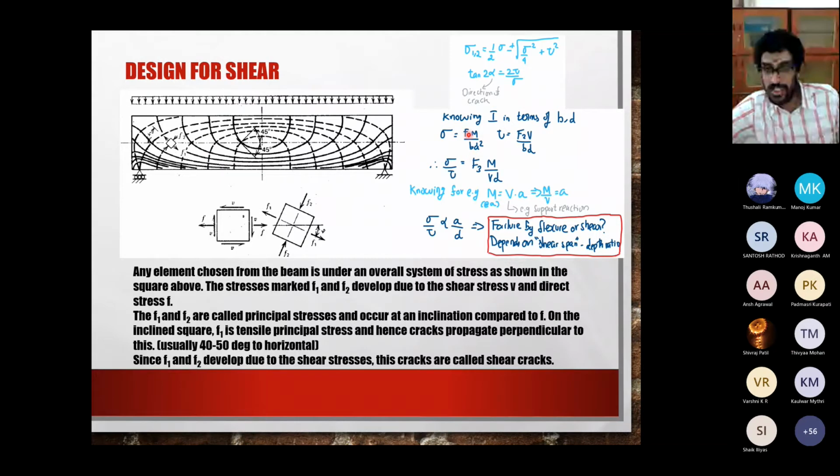some constant times M by V D, or you can see that your ratio of normal to shear stresses basically depends on your ratio of moment to shear and the depth. Okay. So this ratio M by V, you can rewrite it as shear span.